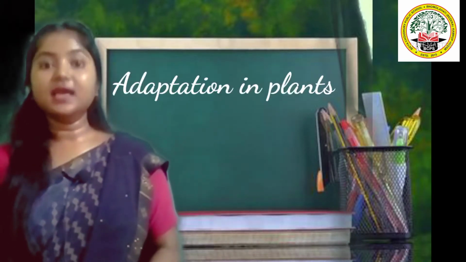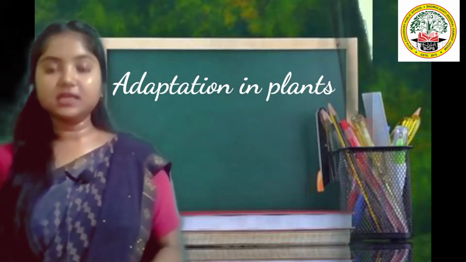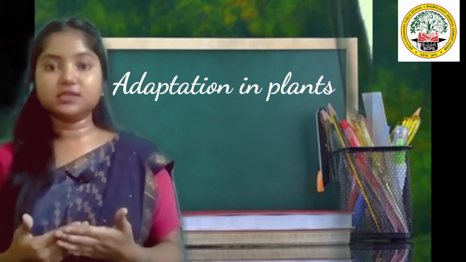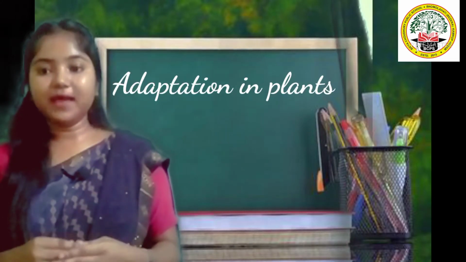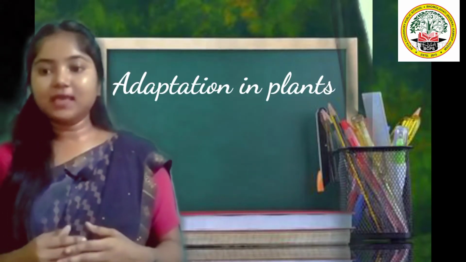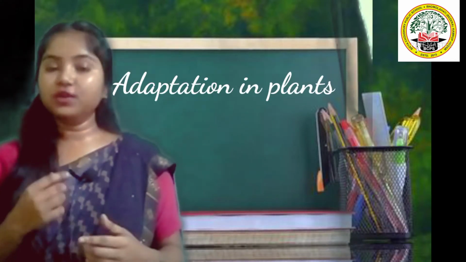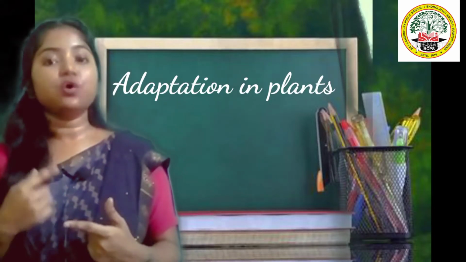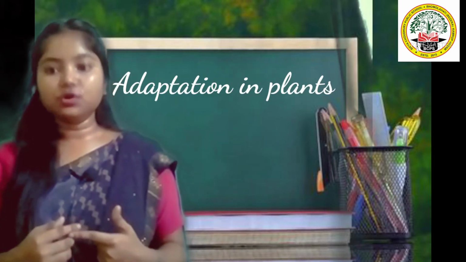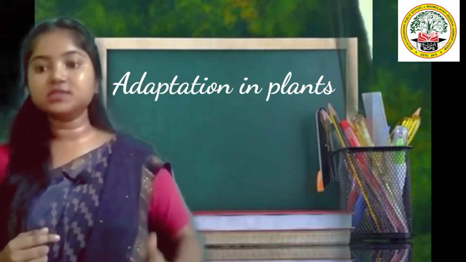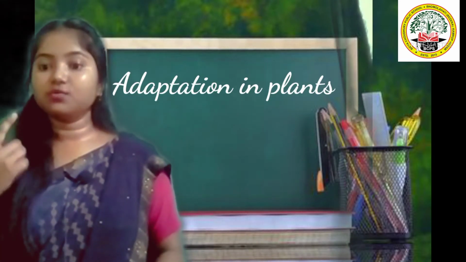Now see adaptation in plants. What are the adaptations adopted by the plants to survive in that particular environment? Most plants have long roots that can go deep inside the soil in search of water. We know that plants absorb water from the soil through their roots, right? So most plants have long roots that go deep inside the soil in search of water.